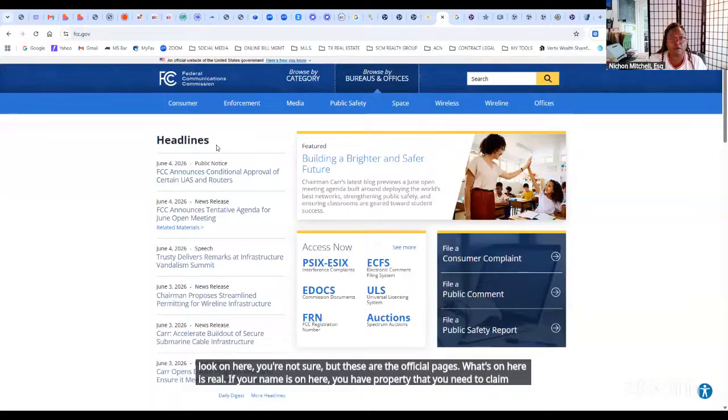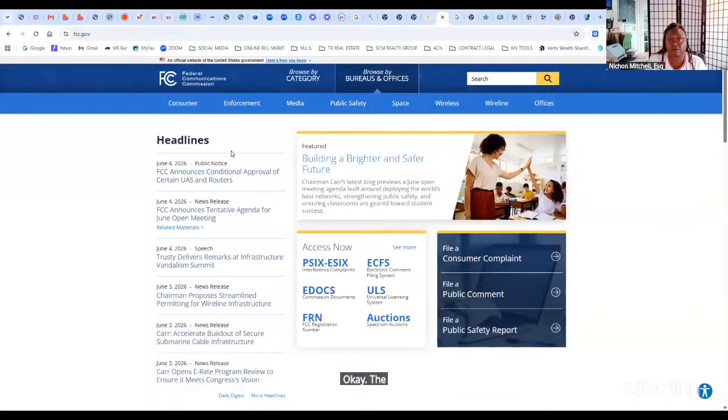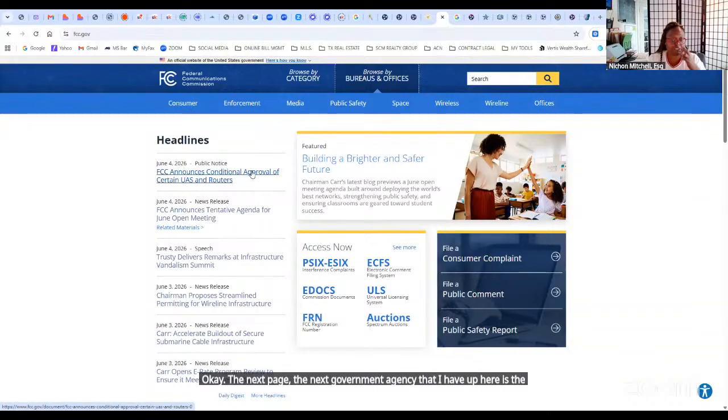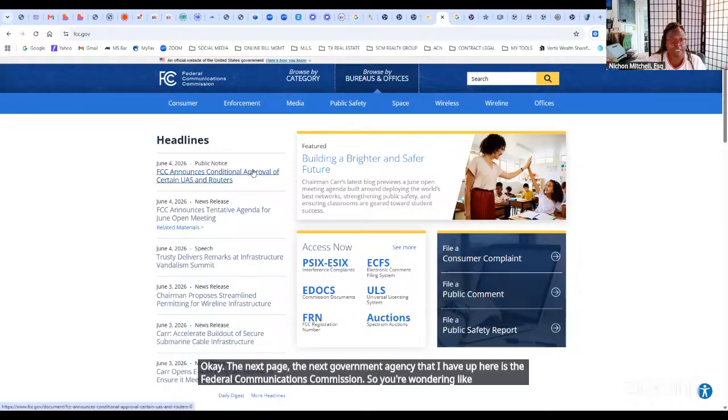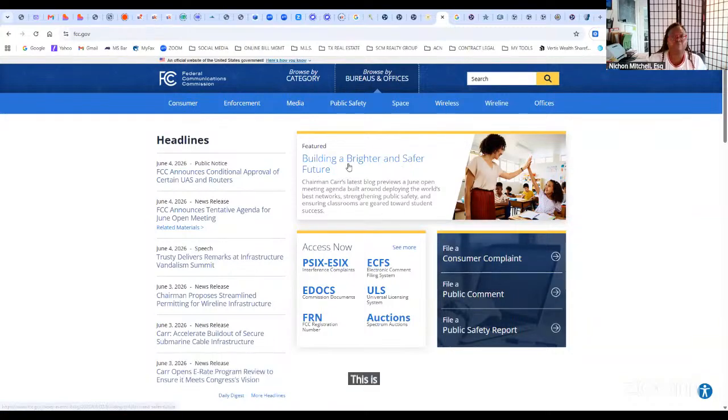Okay. The next page, the next government agency that I have up here is the Federal Communications Commission. So you're wondering, like, why would I need the Federal Communications Commission? And I'm gonna tell you what I use the FCC for. I file FCC complaints regularly. This is why. Because AT&T is always getting my bill wrong.